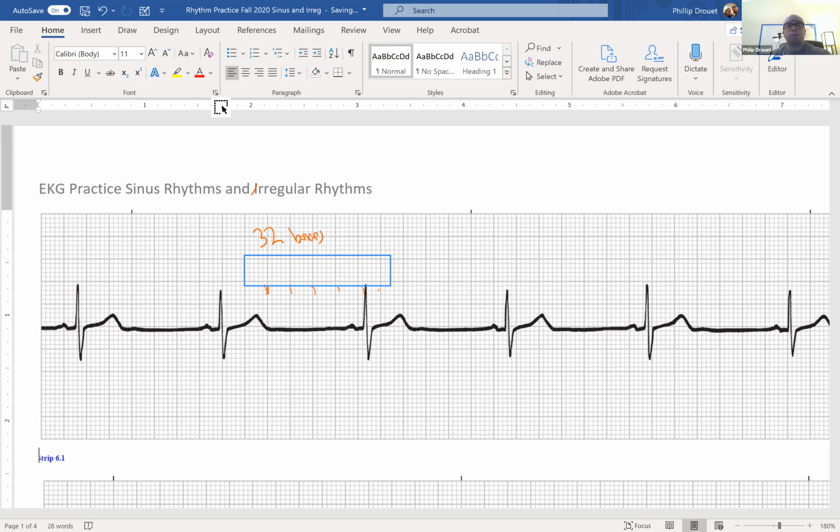So then I'll go 1500 divided by 32, and pop that into the calculator, and we're going to get a rate of 46.8 or 47 beats per minute. Now that we know what the rate is, we know that that rate is less than 60 beats per minute, right? We have a regular rhythm with normal P waves all the way across. We call this rhythm sinus bradycardia. I will call it sinus brady. Okay, very good. We'll move on to the next one.